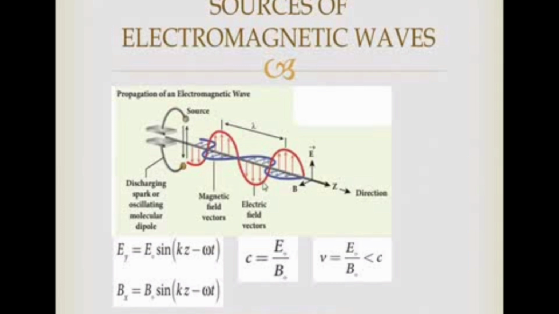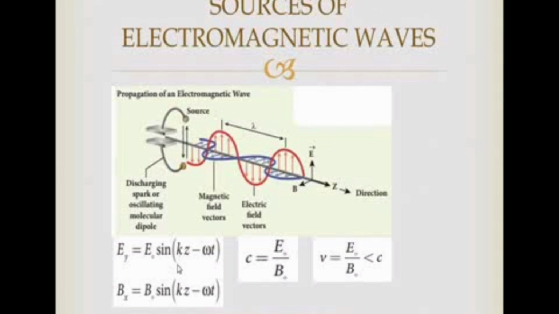The red color line and blue color line are the magnetic field and the electric field. It is a transverse wave propagating in the Z direction. So the electric field and magnetic field, these three are at right angles to each other, all the three. Oscillating electric charges produce the electric field. Here the electric field and magnetic field are not time dependent; it is only space dependent.